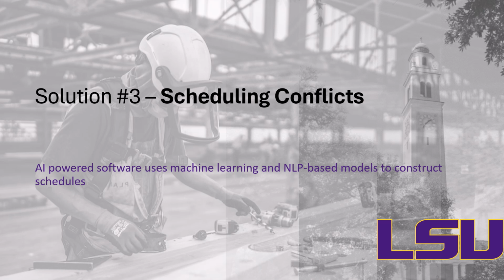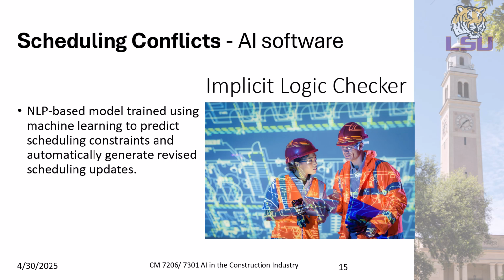Predicting scheduling constraints requires either an experienced project manager or an AI-trained model. AI scheduling models, such as the implicit logic checker, can predict scheduling constraints and automatically generate revised scheduling updates. The AI technology this model uses is NLP, natural language processing, to analyze previously used construction schedules to automatically learn planning information that can be applied to existing projects. This eases the burden of time-consuming data entry, potentially eliminating human scheduling errors, such as the optimistic bias.